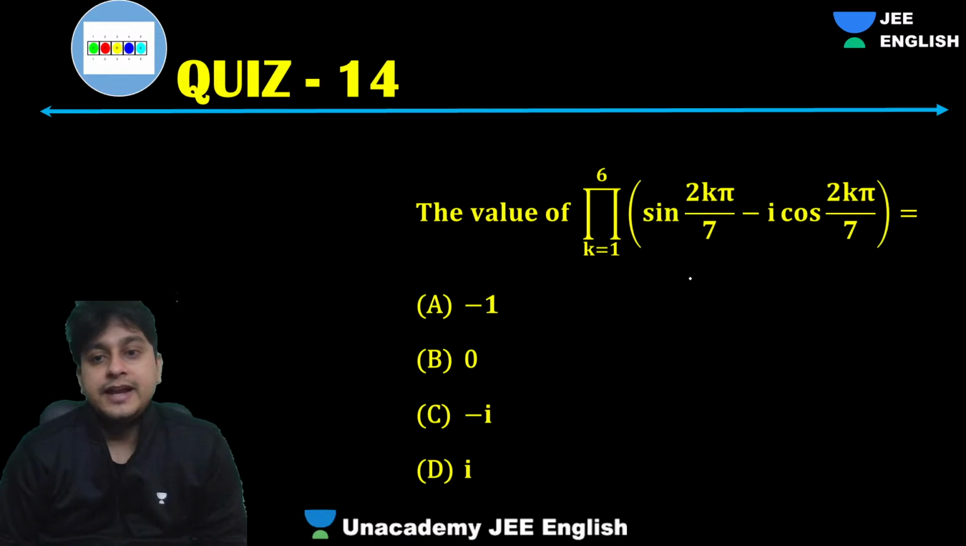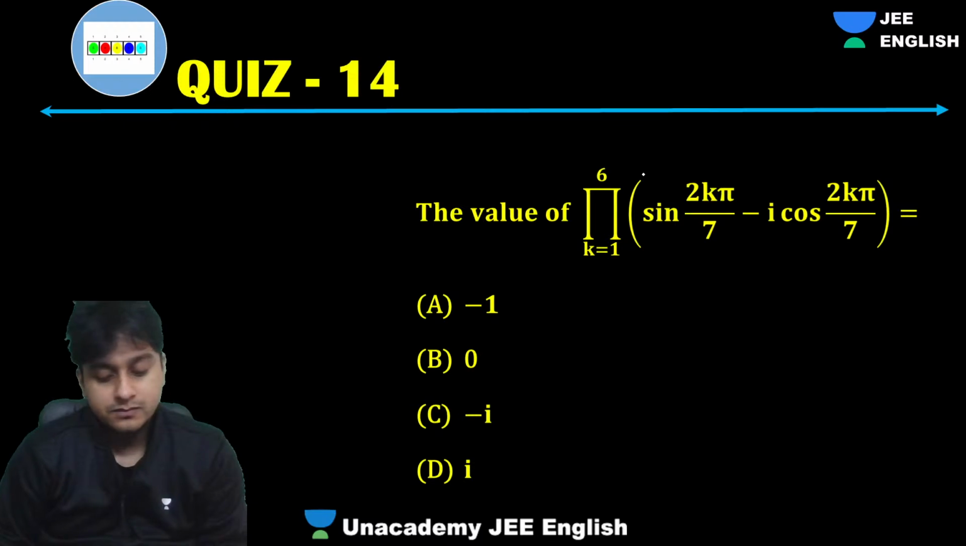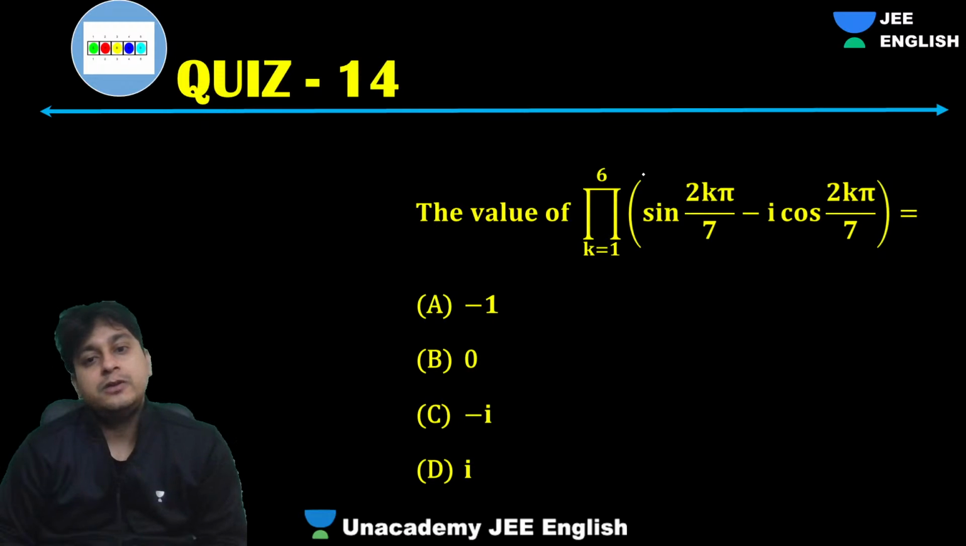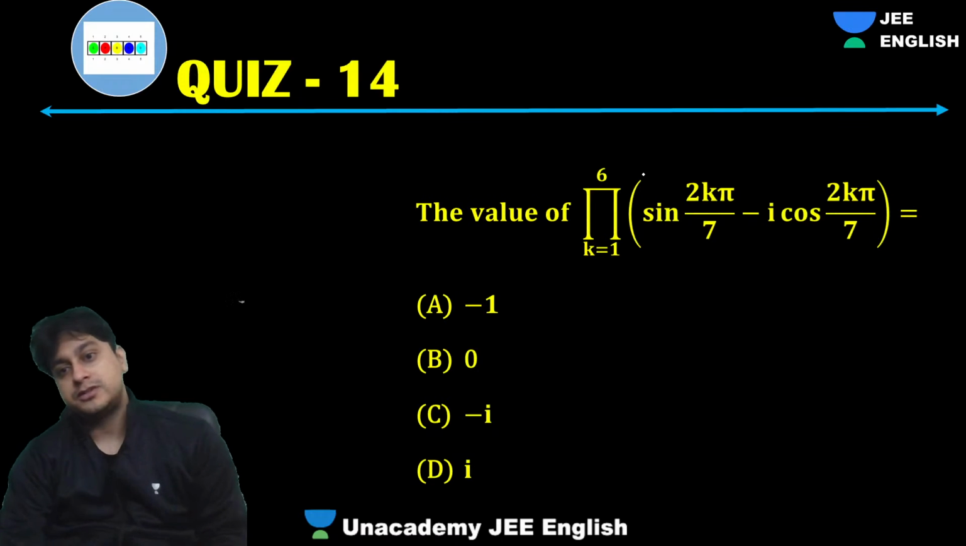So guys, we have sin(2kπ/7) minus i cos(2kπ/7), where k goes from 1 to 6. We need to get the value of this product, Π, the product of the complex numbers.